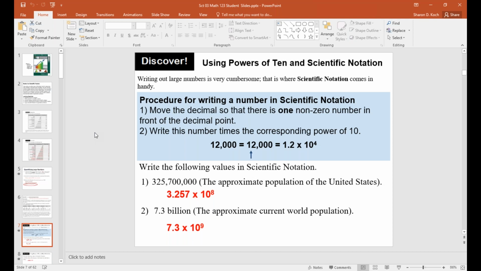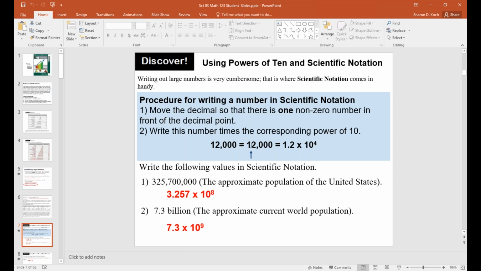The procedure for writing says step number 1, move the decimal so there is one non-zero number in front of the decimal point. What in the world does that mean? Look at this number, 12,000. I want to abbreviate this and make it more user-friendly for calculation. So I'm going to replace the decimal. Notice this arrow right here is where we're replacing the decimal, and it is going to go between the 1 and the 2. So now there is one non-zero number in front of the decimal. In other words, it's not a 0. It's the counting numbers 1 through 9.